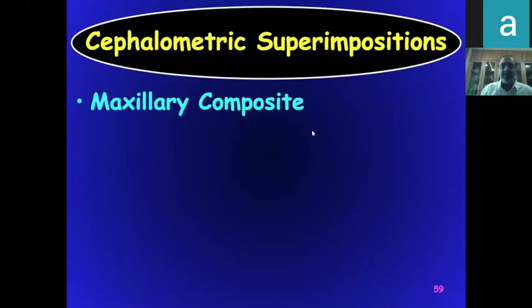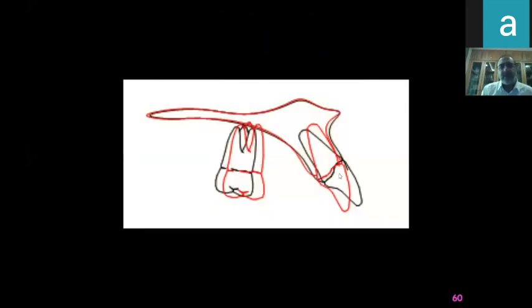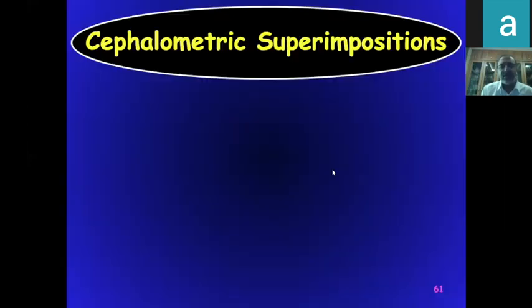Second is maxillary composite superimposition, where you register on the lingual curvature of the palate, and the best fit on the maxillary bony structure is to assess the maxillary tooth movement. This is how the slope of the palate is evaluated. So here you can check how the molar and the incisors have moved.